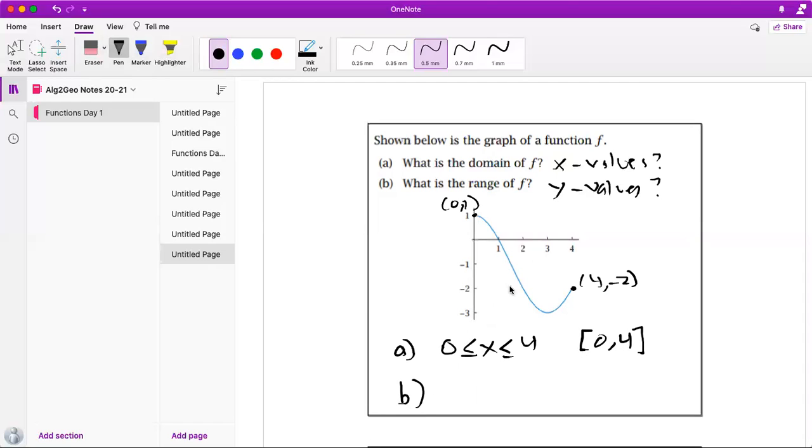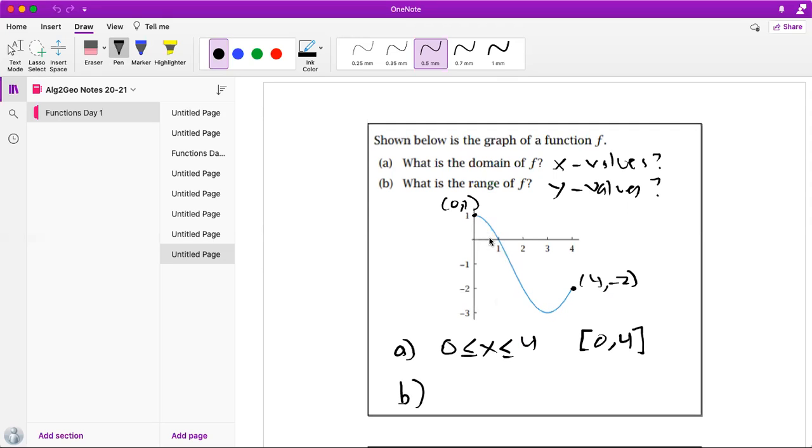And for B, for the range, I want to know what's the smallest y value and what's the biggest y value. What are all the y values that are used? Well, it looks like the biggest y is up here, and that's 1. But you don't want to look here for the smallest y value because this is -2, but you can see that all these ones are smaller than -2.